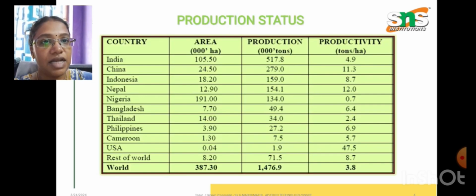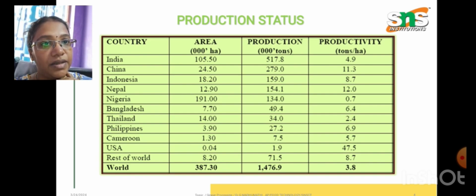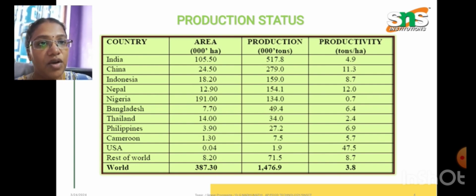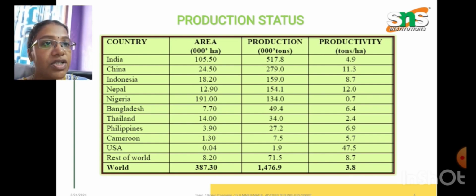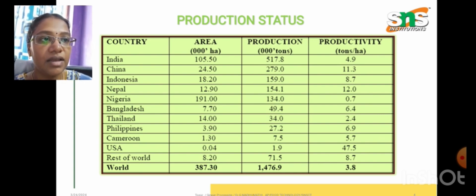In this slide, the production status of the various countries is shown, that is, how much area they cultivate, how much production, and the productivity in tons per hectare. As per this table, the maximum area of cultivation is in the country Nigeria, 191 hectares, but the production is less, only 134 tons, whereas the highest production is in India. So the area is lesser, but the productivity and the production are comparatively higher.